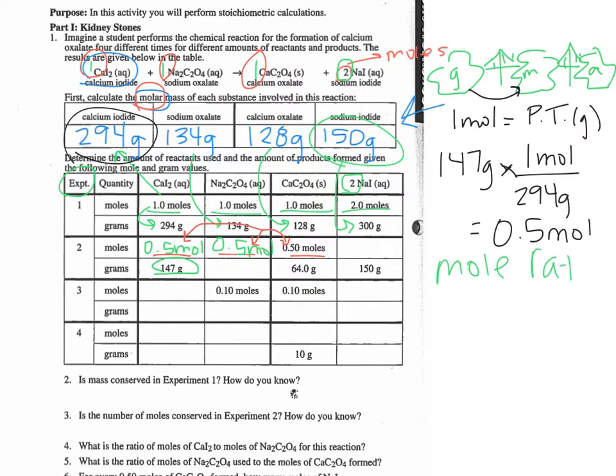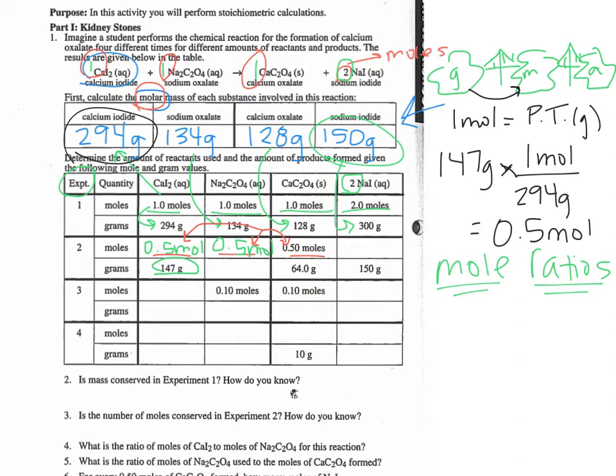Okay, so again, we used our mole ratios. That's what we were doing a couple weeks ago: mole ratios to go from one substance to another in terms of moles. All right, so that gives us our missing piece for sodium oxalate in the second column over, which is great because we can't get grams unless we have moles.